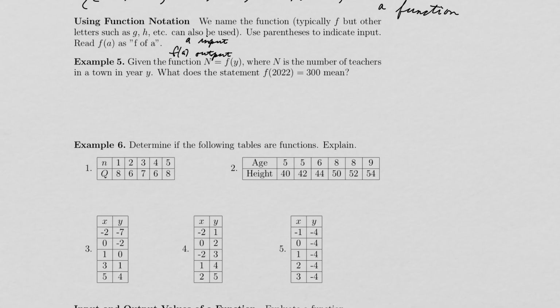And then again, other letters can be used, right? I would read that as g of x, or I could have h of x, or anything else. Okay, and in these cases, x would be the input, and then g of x would be the output, or x would be the input, and h of x would be the output.